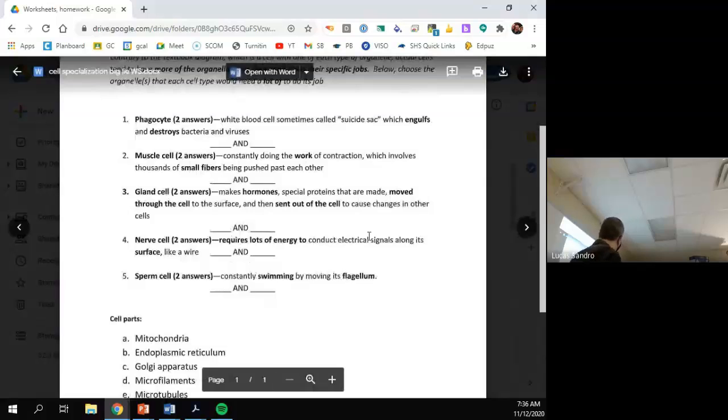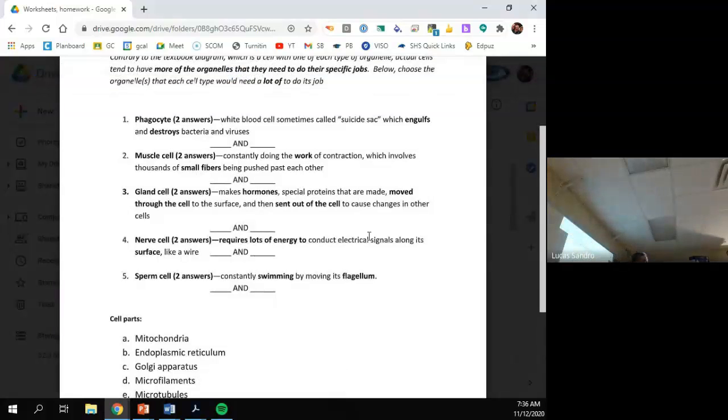Number 2, the muscle cell. The word work, constantly doing the work of contraction, should have tipped you off immediately that it was going to be, what, Hayden? That it was going to be apparatus. Which allows a cell to do work, which provides a cell with energy, which is the powerhouse of the cell. It is the mitochondria. Anything that does a lot of work like that is going to need mitochondria. So A is the first answer, or the second, whichever one you get.